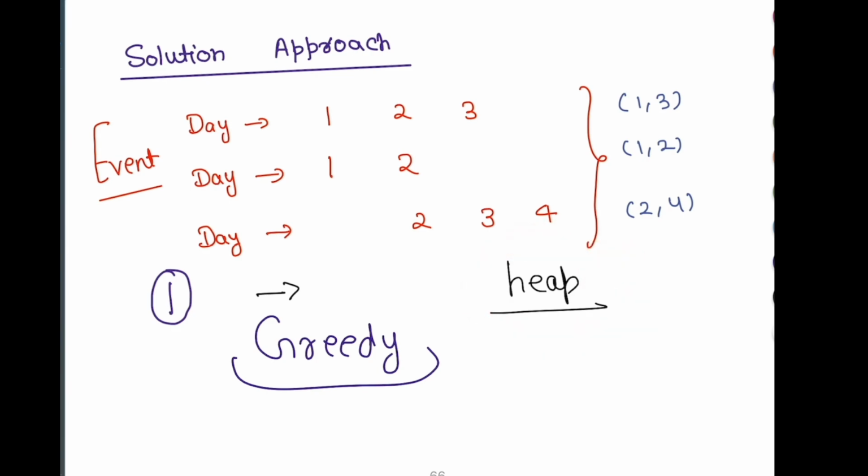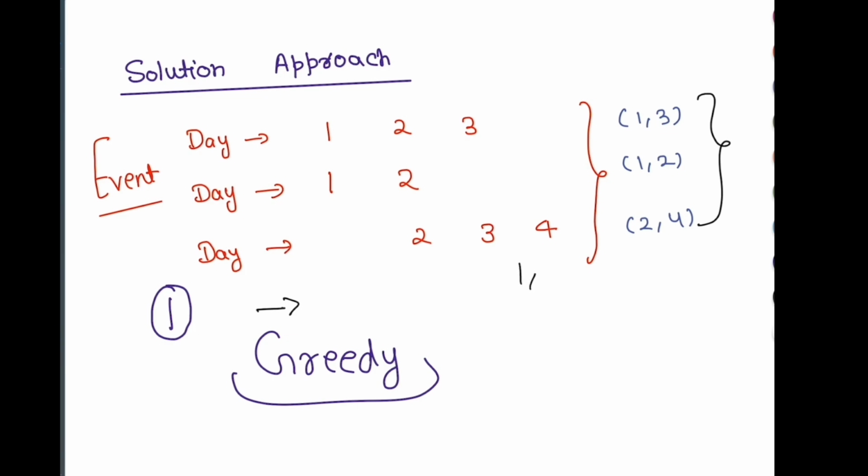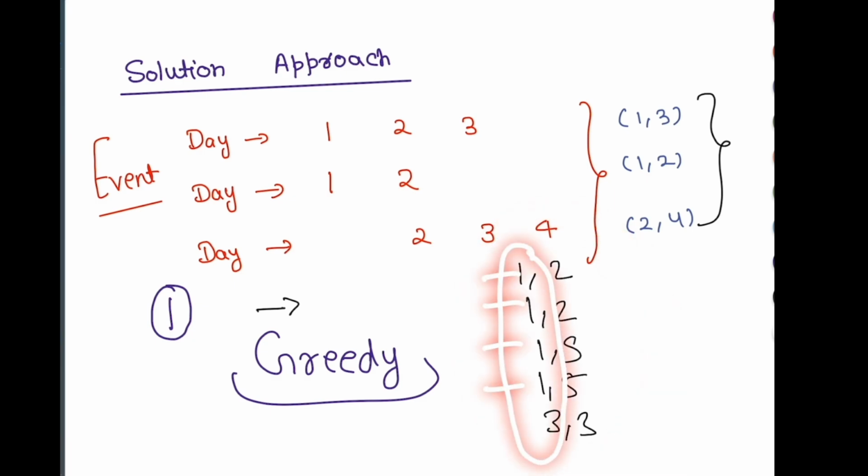Why do we want this? That's because for the clashes, if I ask you which of these you want to process first, then you will have to say that I want to process this one first. Let us say the events are (1, 2), (1, 2), (1, 5), (1, 5) and (3, 3). Now this is sorted, right? The events are sorted by the start date, and the events which are starting on the same start date are sorted by the end date.